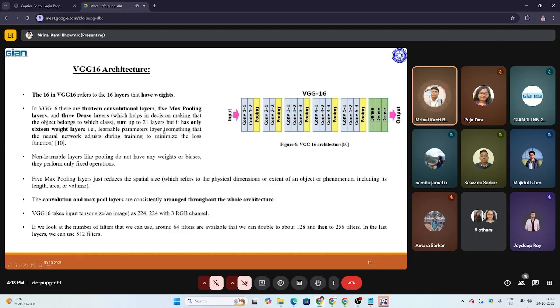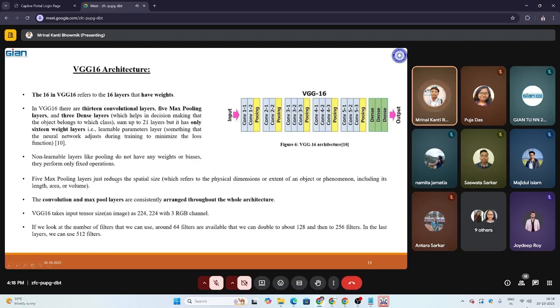These are learnable parameter layers, which the neural network adjusts during training to minimize the loss function. The non-learnable layers are the pooling layers. They don't consider any weights, and the weights are not updated during the operation. So they are called non-learnable layers, like pooling. They don't have any weights or biases. They only perform fixed operations, so they are not considered learnable parameters.